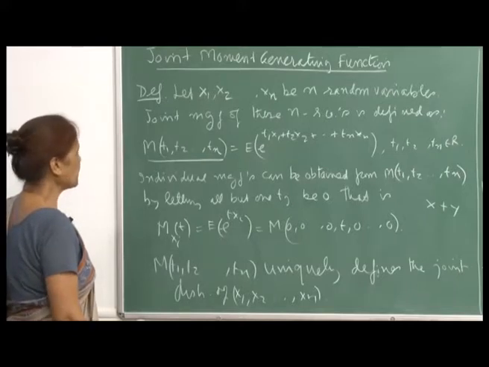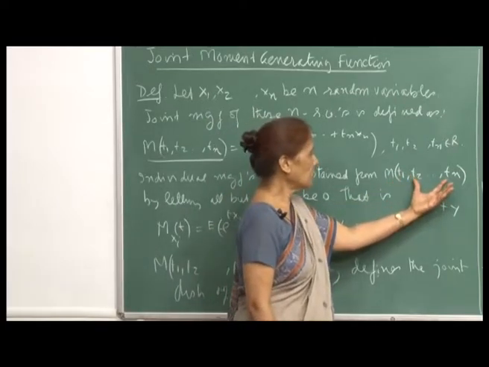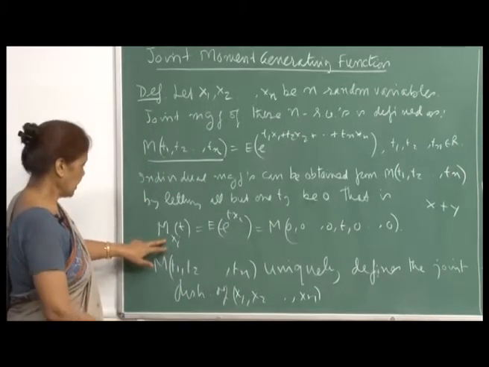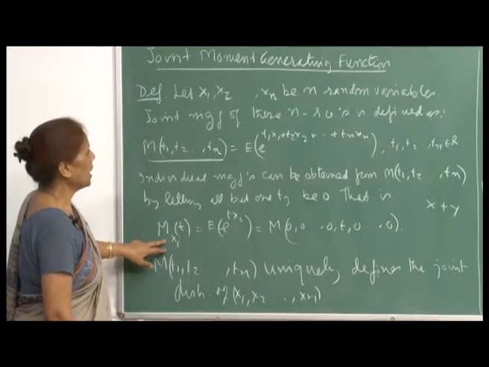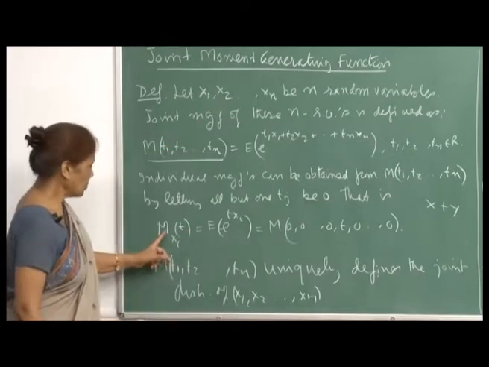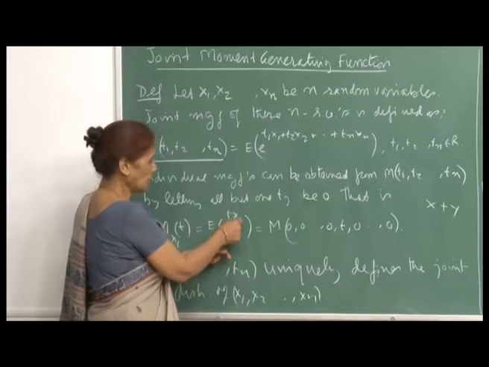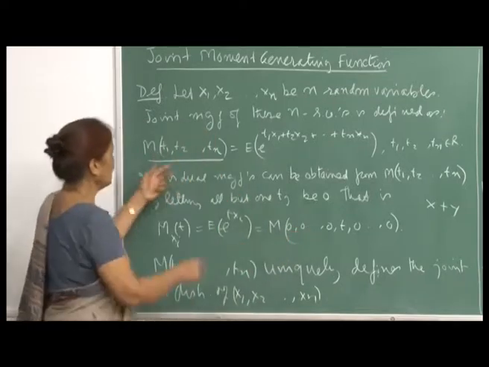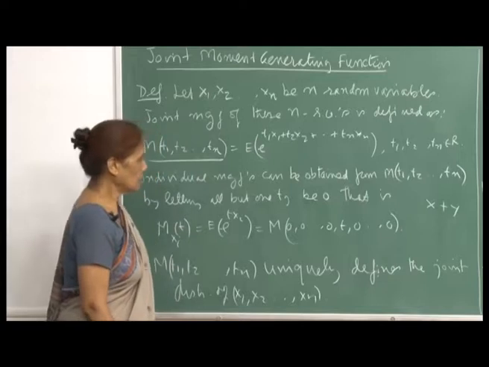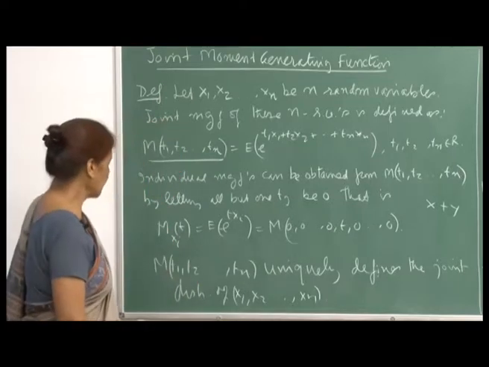The individual MGFs can be obtained from this by putting all but one of the t i's equal to 0. For example, if you want to obtain the MGF of the ith random variable, I will put all other t i's equal to 0. So, m of x i at t would be the expectation of e raised to t x i, which in terms of the function m would be simply m of 0, 0, then t in the ith place, and all others zeros. Therefore, when you define the joint MGF, you can get the individual MGFs also.